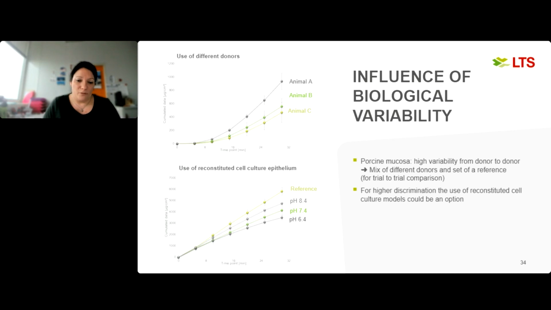If we have questions which require a higher discrimination potential of our model, then we normally go to the reconstituted cell cultures, because they all have the same genetic background, and our standard deviations are much lower than when using the mucosal tissue.